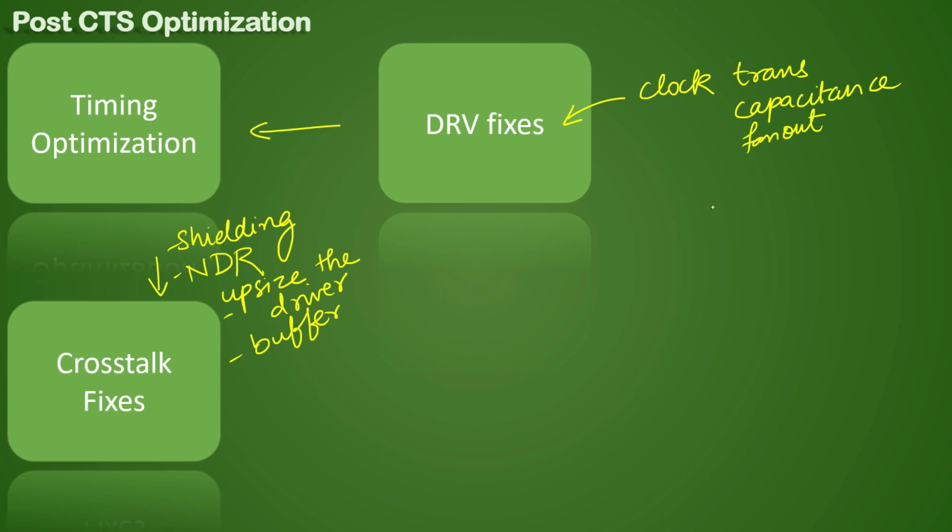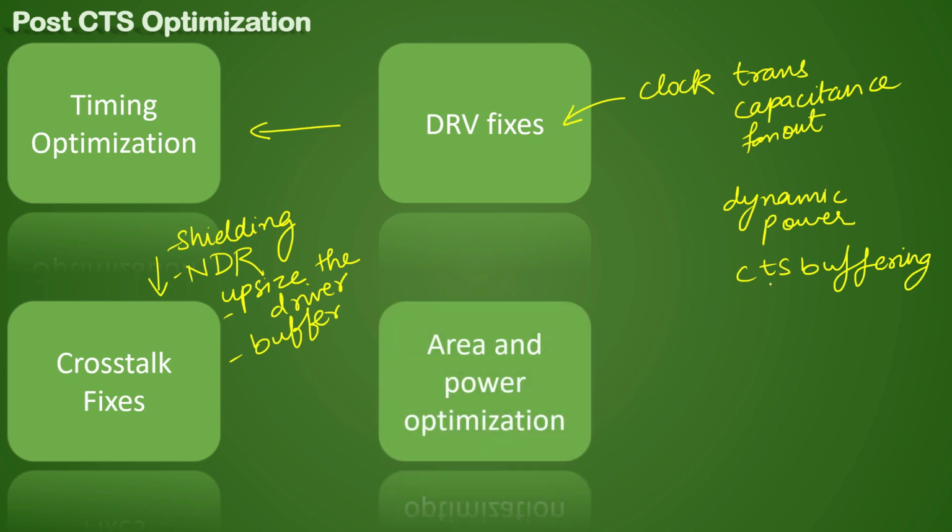So these are the fixes that we can do for crosstalk. And if the tool has done a lot of buffering during the CTS stage, then your dynamic power will go for a toss. Dynamic power will go for a toss if you have a lot of buffers in the CTS. So CTS buffering needs to be checked, and that is done in the post CTS stage, so that you do not have a lot of dynamic power getting dissipated. So you do the area and power optimization during the post CTS stage.